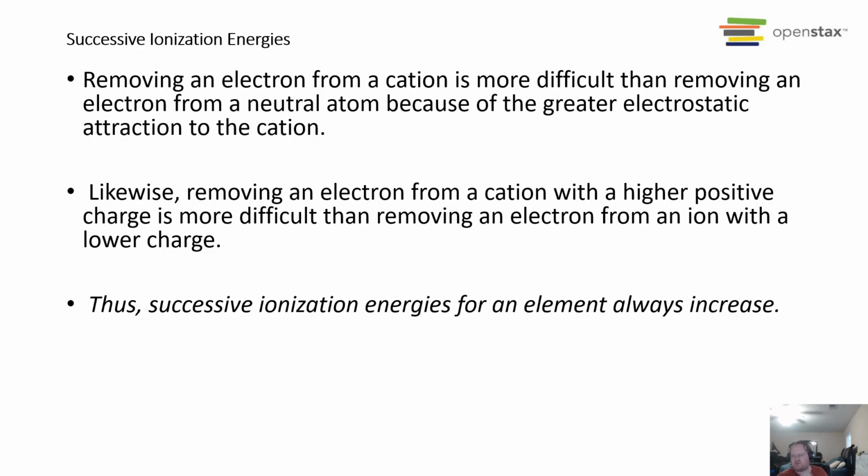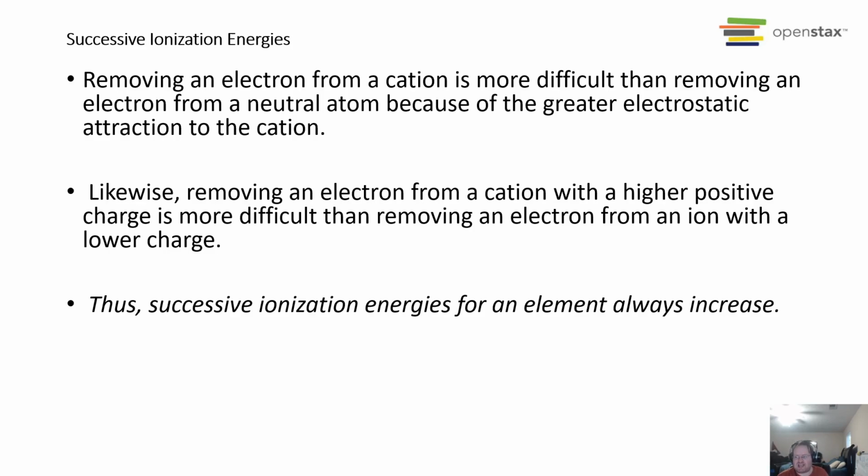So how do we deal with successive ionization energy? So like IE 2, 3, 4. Removing an electron from a cation is more difficult than removing it from a neutral atom because you've got a greater electrostatic attraction to the cation. You've already removed an electron, so now it's got a stronger positive charge on all the remaining electrons. So what this means is every single time you go up an ionization, so IE1 to 2 to 3 to 4, each one you go up, it gets harder and harder. And there is always an increase.